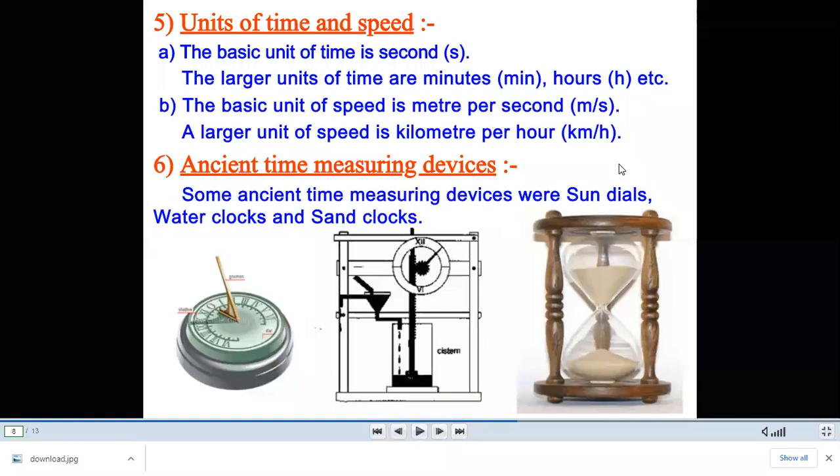Units of time and speed. The basic unit of time is second. Larger units are minutes, hours, etc. Similarly, the basic unit of speed is meter per second. A larger unit of speed is kilometer per hour. In ancient times, sundials, water clocks, and sand clocks were used to measure time.